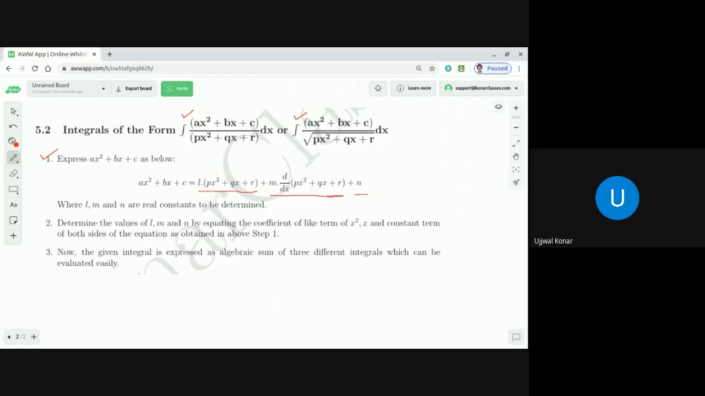The moment we did this, then I need to find the value of L, M, N in the same manner. How to determine the value of L, M, N? By equating the coefficients of like terms of x square, x and constant term, of both sides of the equation as obtained in step 1. Now the given integral is expressed as algebraic sum of 3 different integrals which can be evaluated easily.